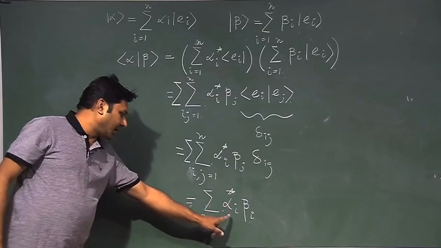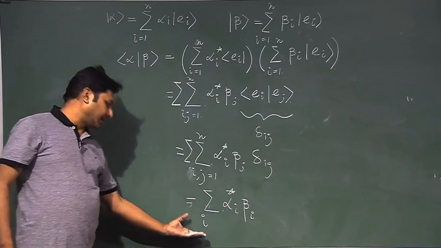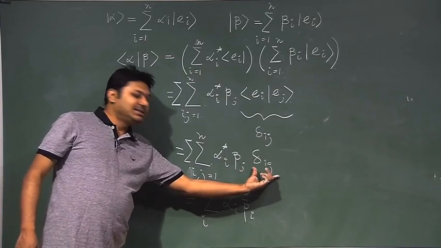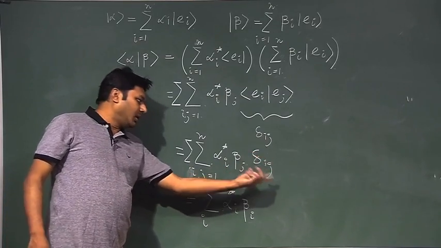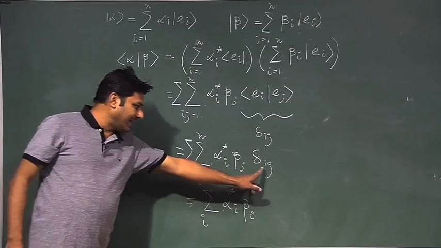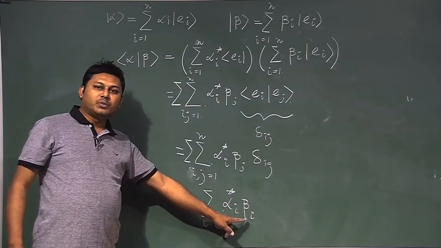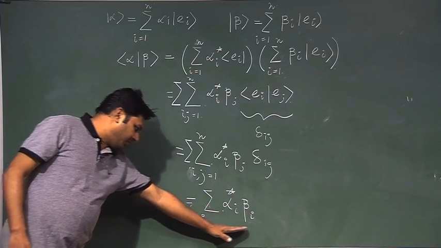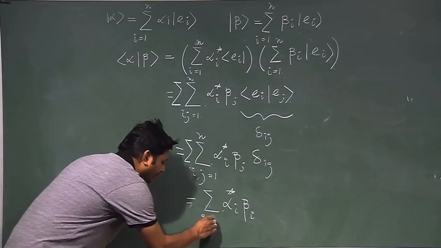Alpha i star beta i. This will be my final result, because I am doing the summation. When I am doing the summation, delta ij will be converted to 1 when i is equal to j. So, only these components will be remaining, other components will not be remaining, and I will be ending up with this expression.